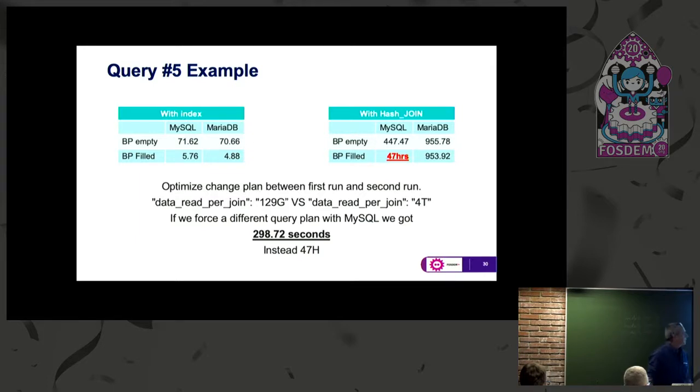With hash join, the first run is great. The first run with an empty buffer pool takes 447 seconds in MySQL, and 955 seconds in MariaDB. So MySQL is much better. But the second run in MySQL takes, Eric, how many hours? Yeah, it's 47 hours. It takes 47 hours.